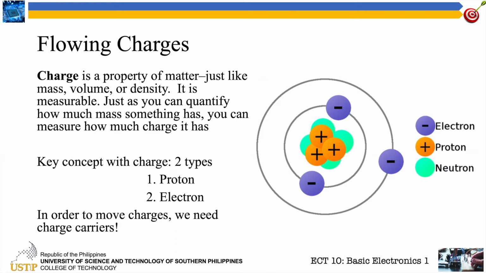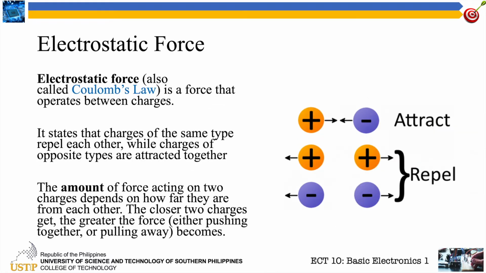Okay, so in our chemistry, you have the number of protons and number of electrons in one singular atom. Okay, so you have here the key concept of charge. We have here our protons and our electrons. And then how do we move these charges? Because as I have said earlier, we need to move these charges, we need to move our electrons, for us to create electricity.